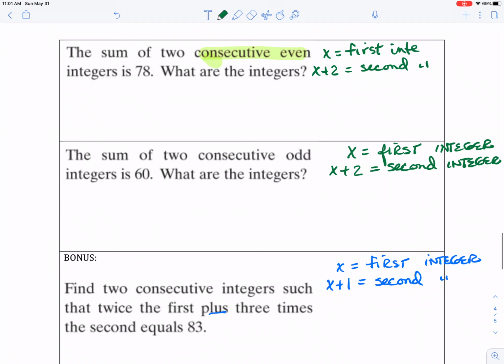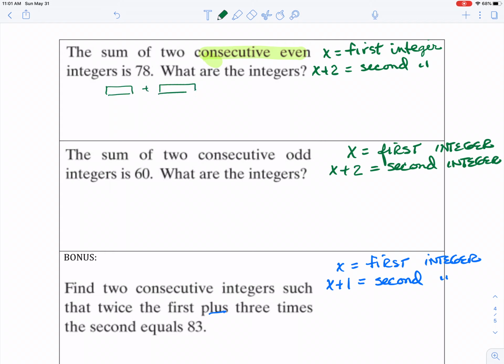This next one involves consecutive even integers, and I've modeled them for you here. The first integer is x, and the second integer is x plus 2. We're looking for their sum. So here's the sum of the first plus the second, and that sum comes up to be 78. So here's how I write it down. Here's the first one. Here's the second one. Their sum is 78, not 74.